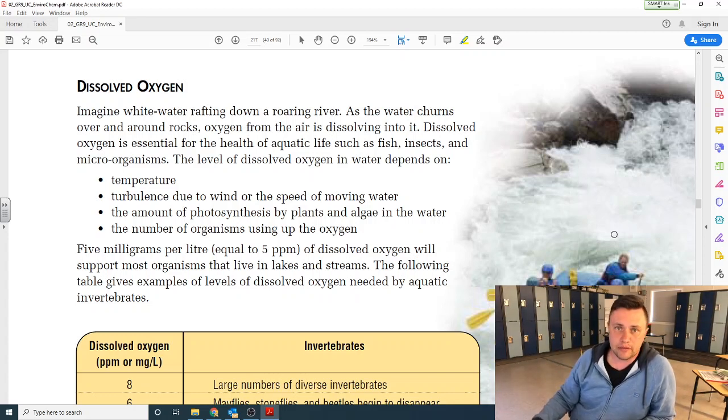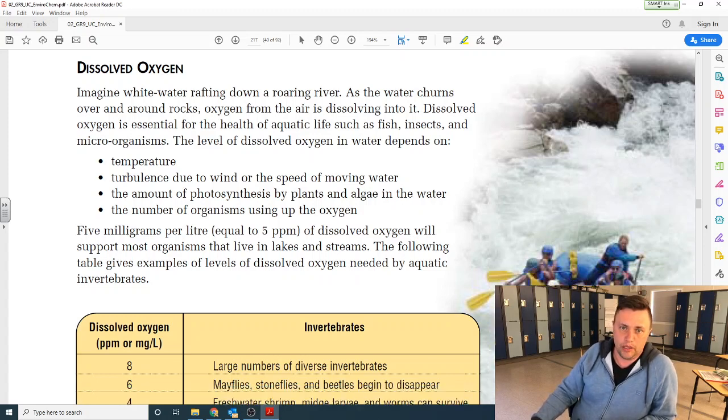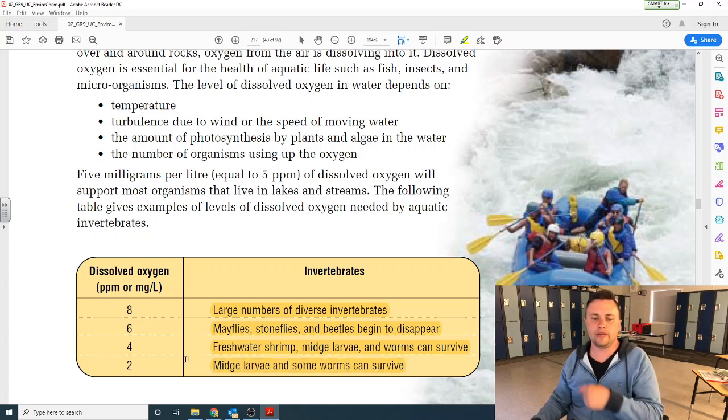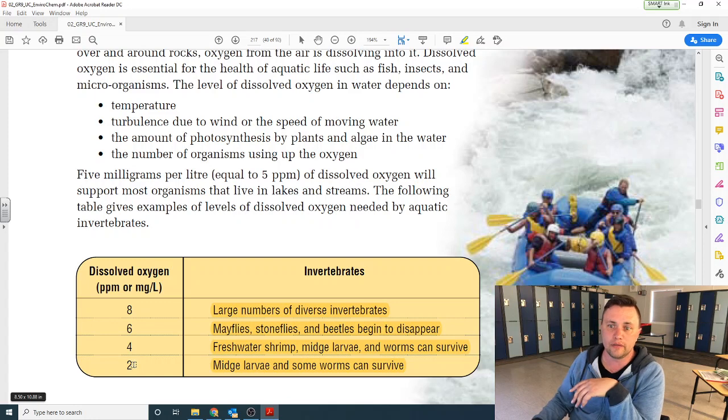Now, if the river is moving too fast like this one is, not many things can live in something that is this fast. But where this meets a lake, there will be life and abundant life. So at 8 parts per million of oxygen, you have a large number of diverse invertebrates. At 6 parts per million, these guys begin to disappear. At 4 parts per million, these guys begin to disappear. And at 2, only the midge larvae and some worms can survive at 2 parts per million of dissolved oxygen.